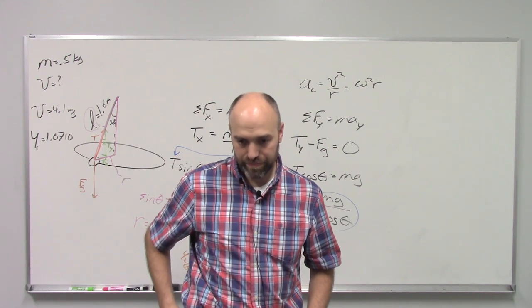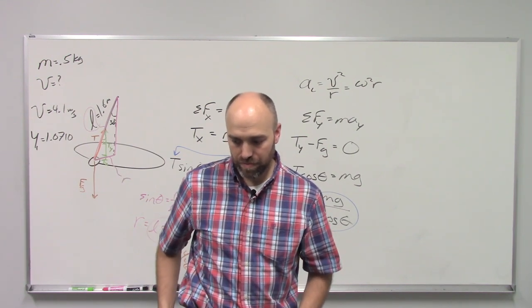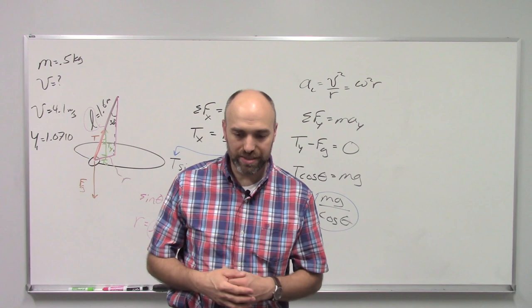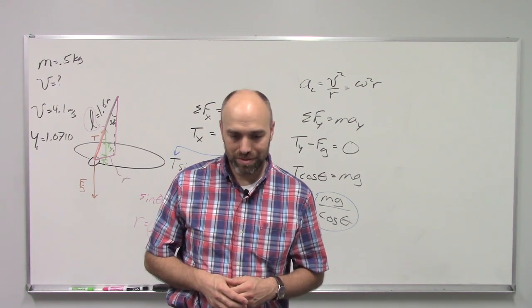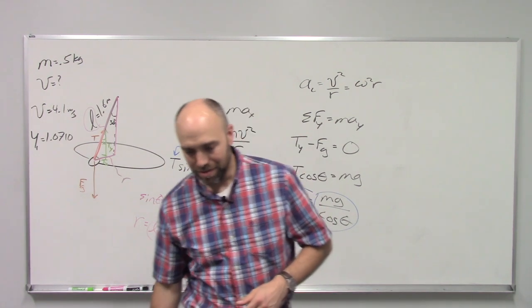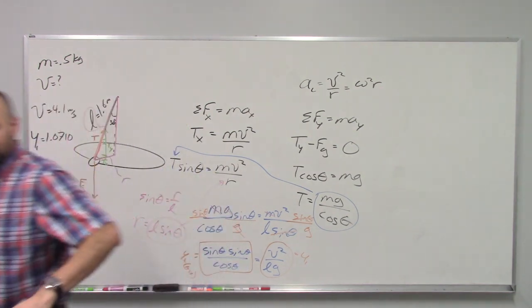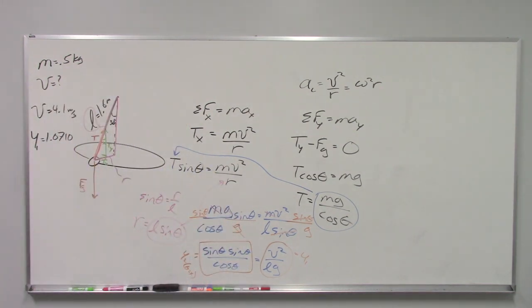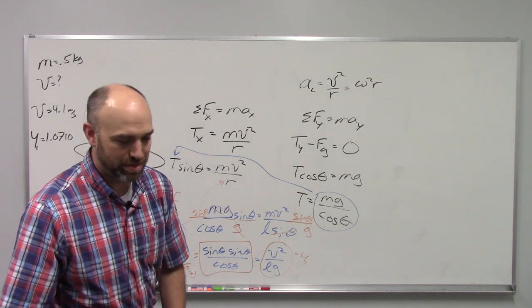Supposed to be? No. It should be very similar. Mine was too. I don't know what happened then, because okay. I got like 0.02 for one of them and 0.51 for the other one. You guys use omega squared over.